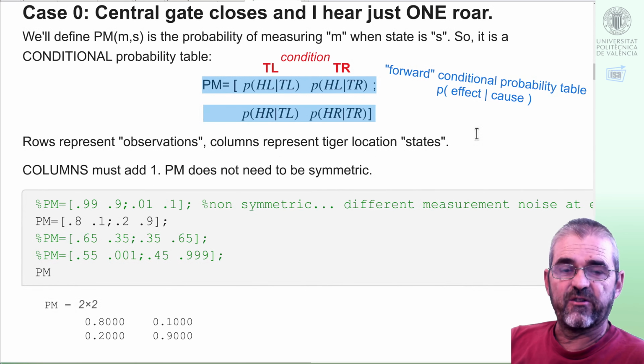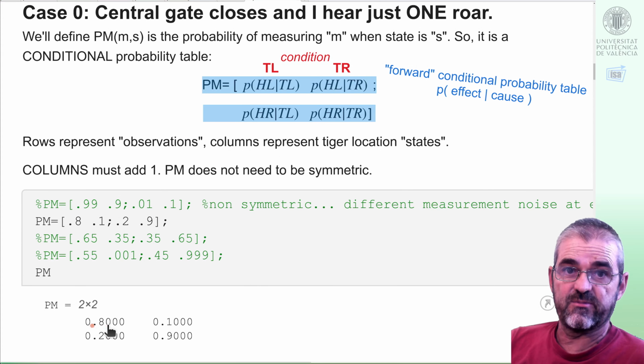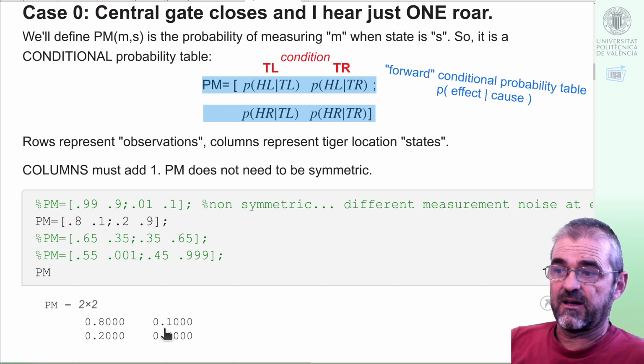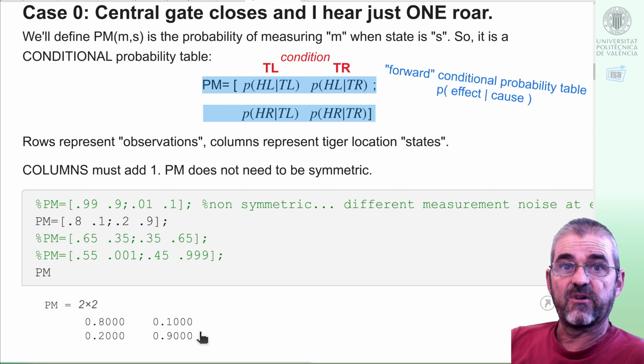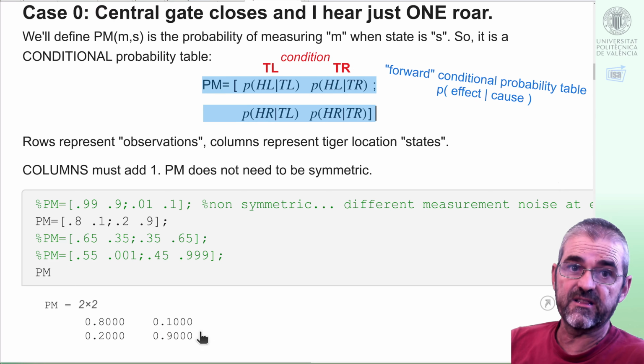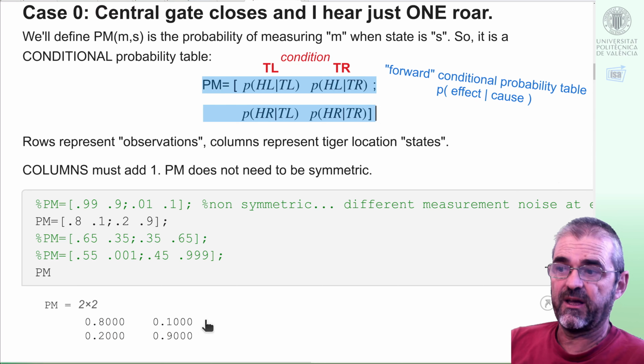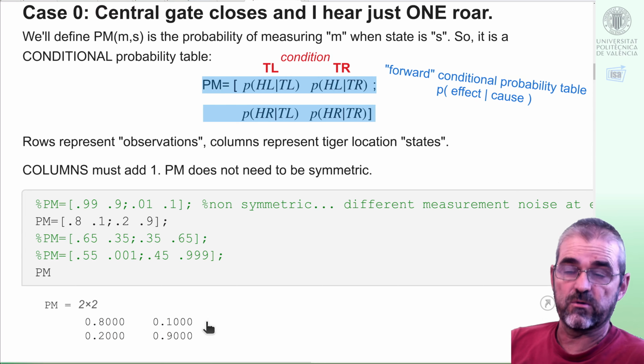The accuracy of my measurements, let's say, is governed by this conditional probability table, so that if the tiger is left, I listen most of the time, say 80%, to the roaring through the left door, and 20% at the wrong door on the right-hand side. And if the tiger is in the right-hand side cage, I can hear roaring events 90% of the time at the right-hand side door and 10% at the wrong door.